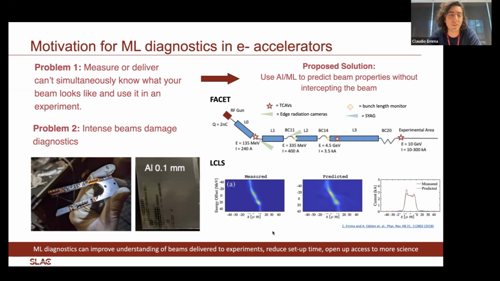But there's also a secondary problem, which is that if you want to diagnose intense beams with, say, screens or wires, you can actually damage the physical diagnostics themselves. And I'm showing two pictures here on the left of broken wire scanners and holes drilled in aluminum screens, which are actually taken from a recent experimental run at the FACET accelerator, where we have a very highly compressed electron beam that's, say, only a micron in size and tens to hundreds of kiloamps in peak current.